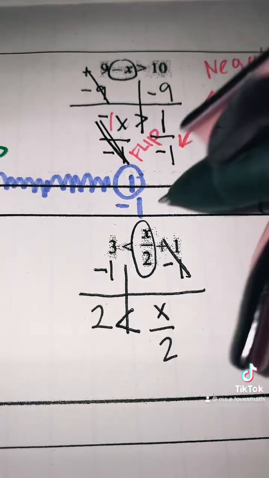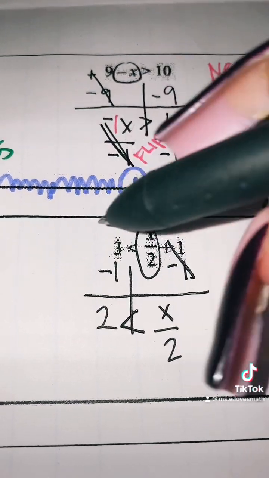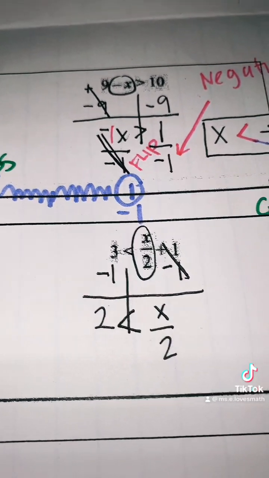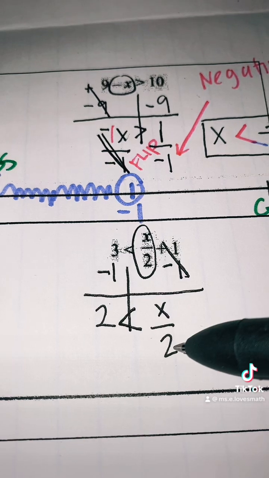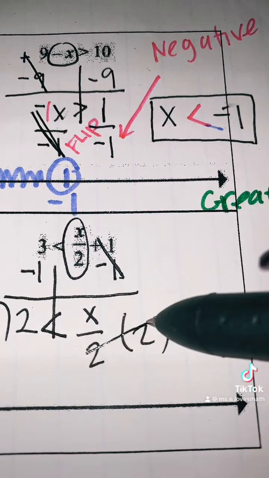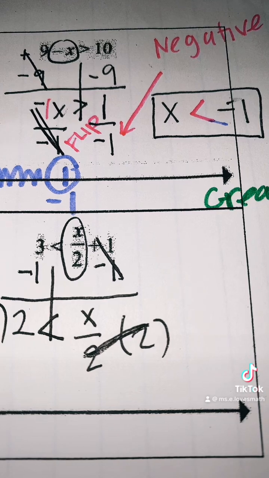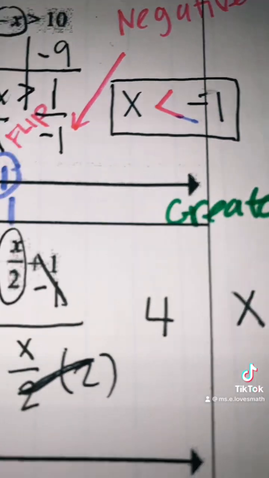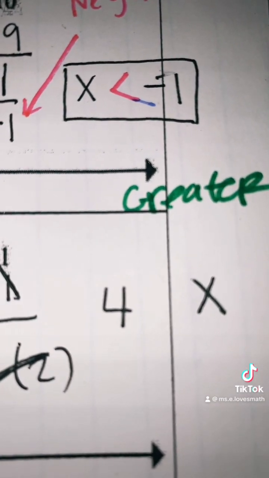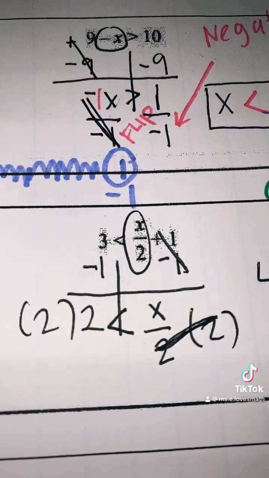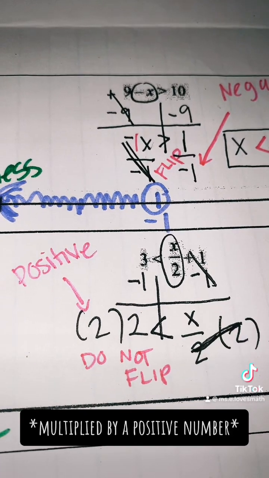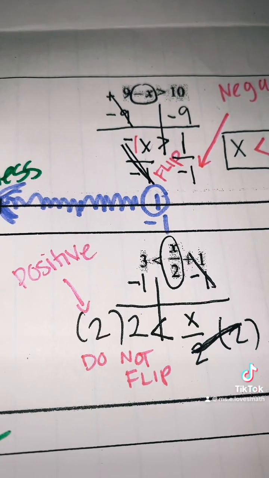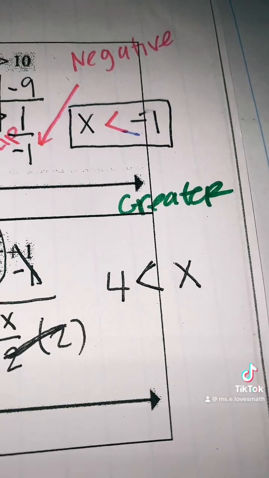The 1's will cancel out. We're left with x over 2 on the right-hand side and a positive 2 on the left-hand side. You just bring down your symbol. Since we are dividing by 2, we must multiply by 2 so that we can cancel out. Whatever you do on one side, you must do to the other. 2 times 2 is 4, and we're left with x on the right-hand side. We have the less than symbol, and since we divided by a positive number, we will not flip that symbol. We will keep the less than symbol in between our numbers.